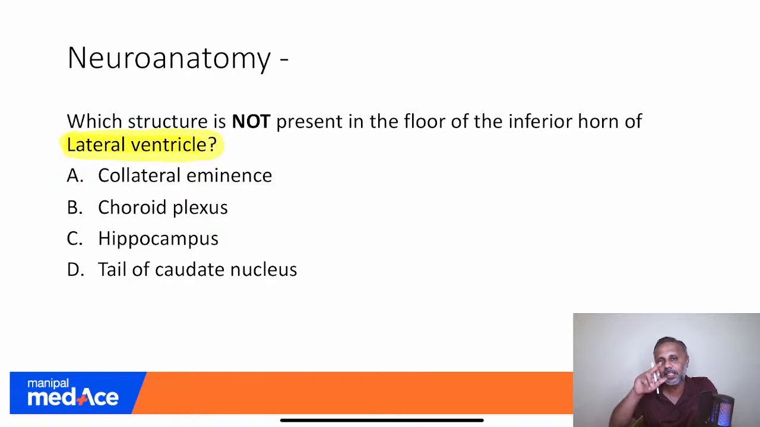We keep drawing the rhomboid fossa, trying to identify the structures in the floor of the fourth ventricle, and very often we forget the anatomy of the lateral ventricle. The anatomy of the lateral ventricle is often thought of as very complex because of its C-shaped structure, but it is not so. Let's see if we can simplify the anatomy of the lateral ventricle.